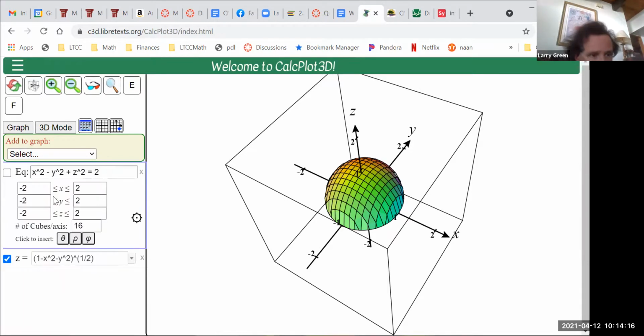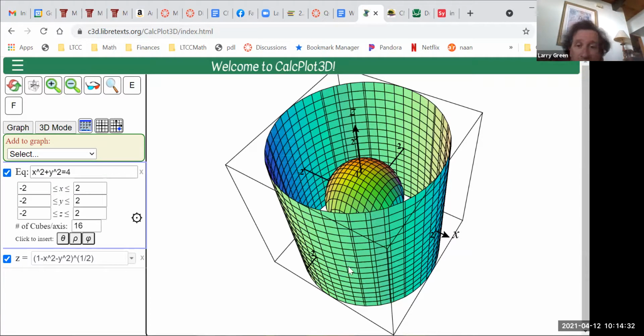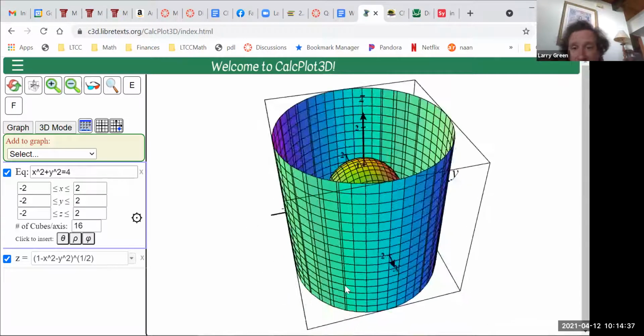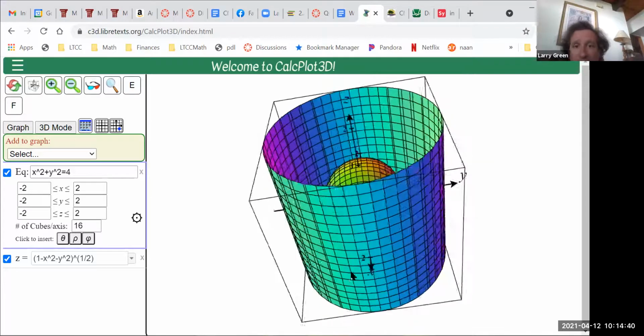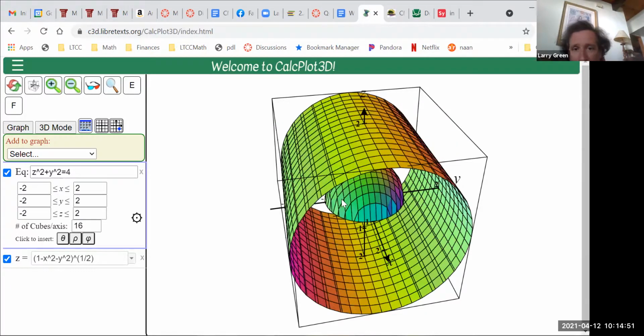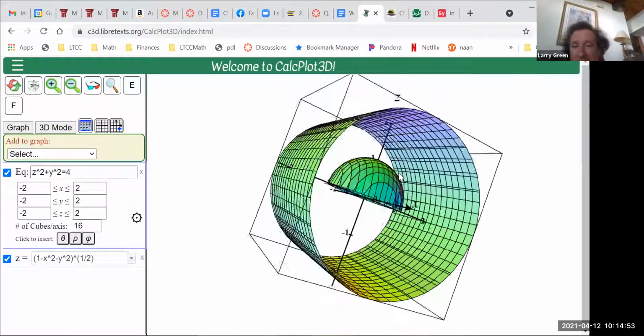And I can do that. There we go. I can go x squared plus y squared equals 4, and we get our beautiful cylinder of radius 2. Any questions on the cylinder idea? Notice that it is parallel to the z-axis. If you want it parallel to the x-axis, then you change the x to a z. And now you're parallel to the x-axis because the x is missing.